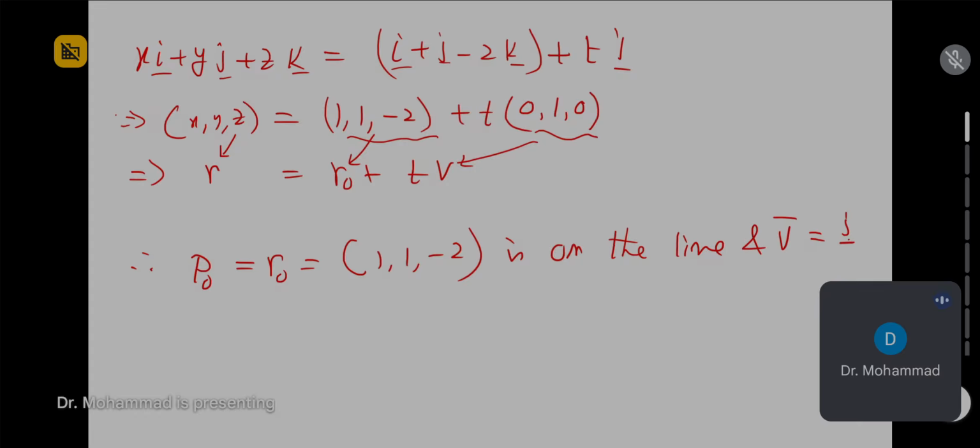V is our Z, okay? V is our Z, is parallel to the line. Am I right? So we have the point P naught, that is R naught, that is 1, 1, minus 2. And this point is located on the line L. And we have the vector V, and this V is now 0, 1, 0. So 0, 1, 0, it means we have the point is Z, okay? So V equals Z. Am I right?